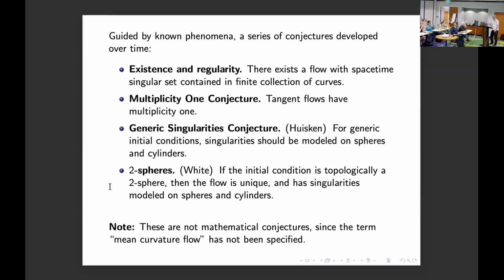Okay, I should mention that these are not really mathematical conjectures. They're not coherent because I'm referring to a flow here, but I haven't said what the flow is. So you should think of this maybe as a kind of mathematical physics project. You're trying to produce some kind of object which meets this set of specifications.